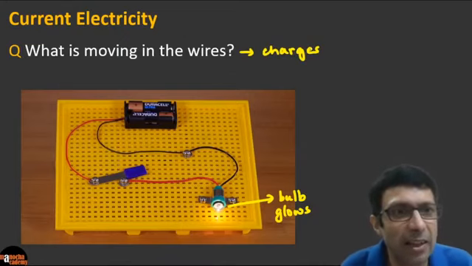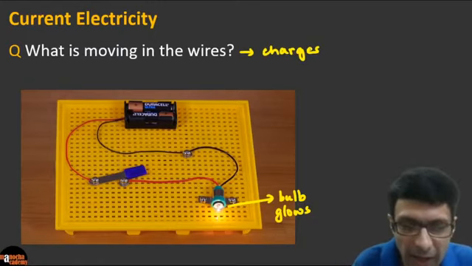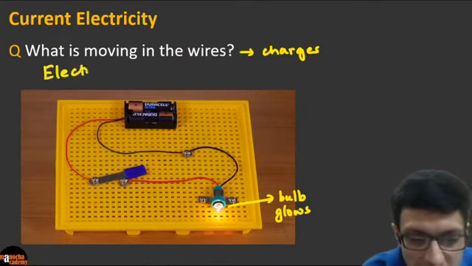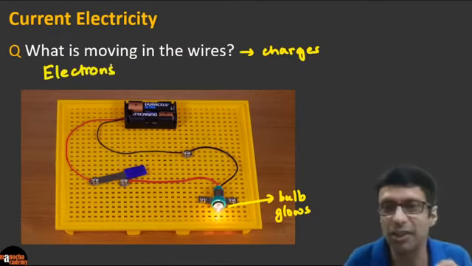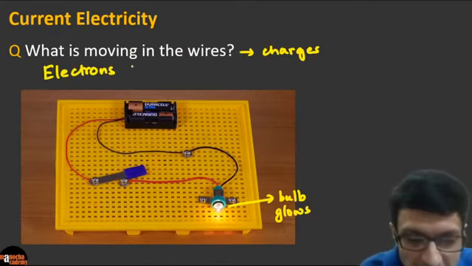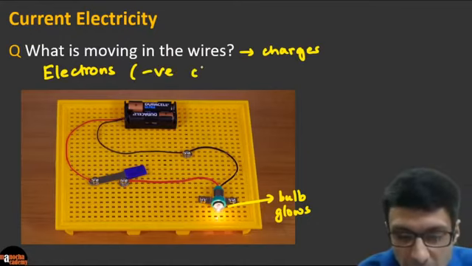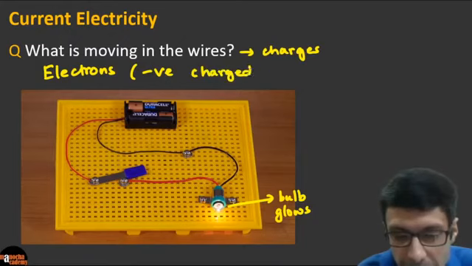Excellent. Excellent, guys. Rokia, Shreyash, very good. You guys have the right answer. Absolutely correct. What is moving in the wires, guys? Electrons. Electrons, the tiny charged particles, right? And as we learned, electrons are negatively charged particles. So negatively charged particles.